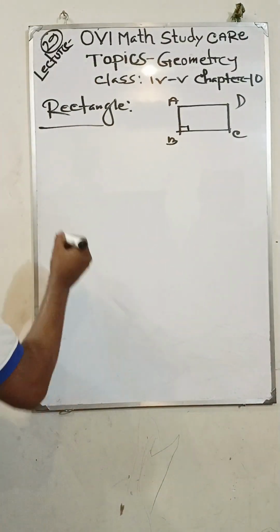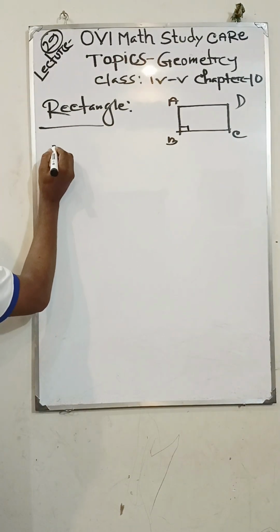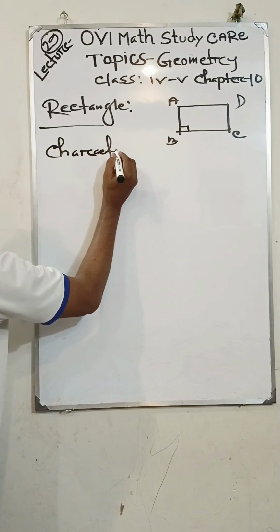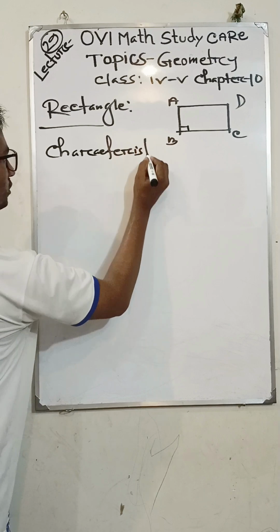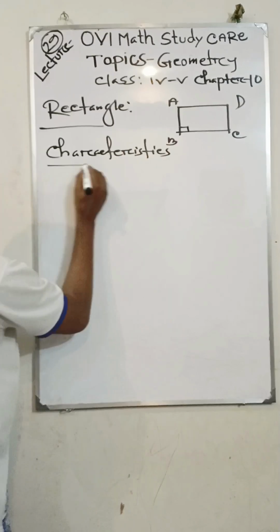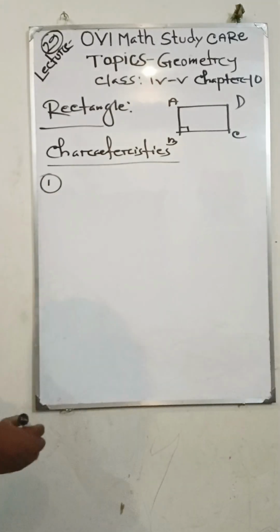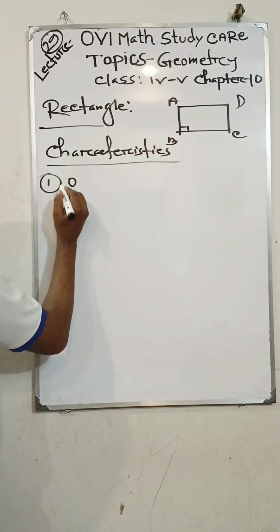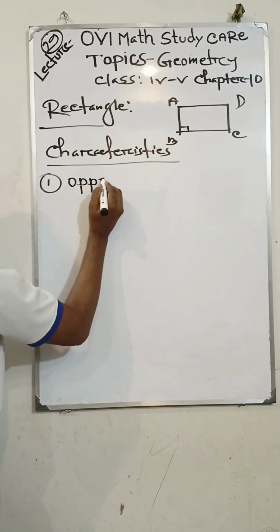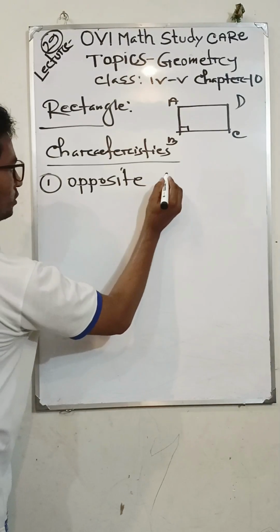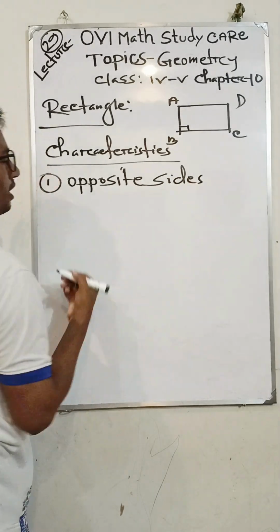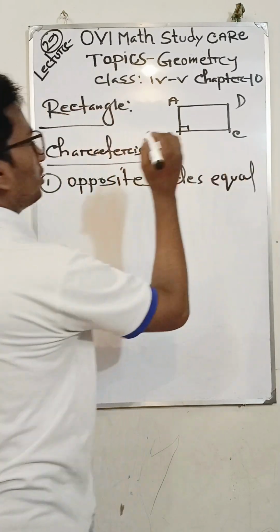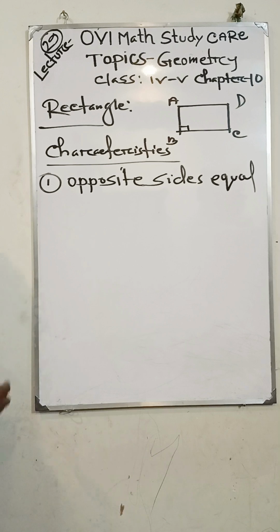Now, dear students, what are the characteristics of a rectangle? Characteristic or properties. Number 1, what can we write? The opposite sides are equal.